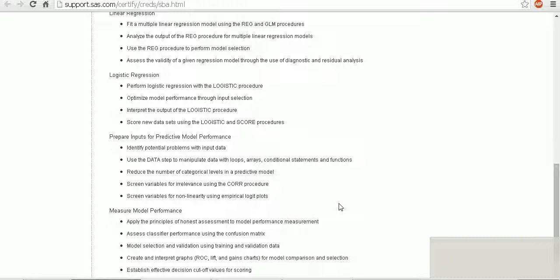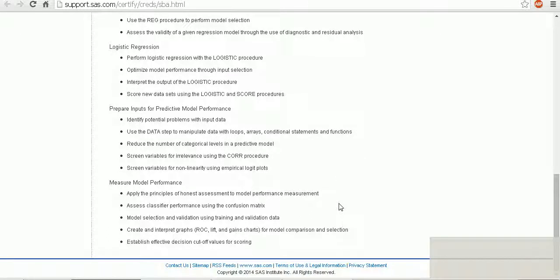Then for the model performance, we have to look at various classifications, and we have to separate data into training and validation data. So most of the time we build our analysis on the training data, and then we use the validation data. And then again, we need to interpret different types of charts. This can be linked to the charts that we get in MATLAB. And finally, deciding a cutoff value for scoring.